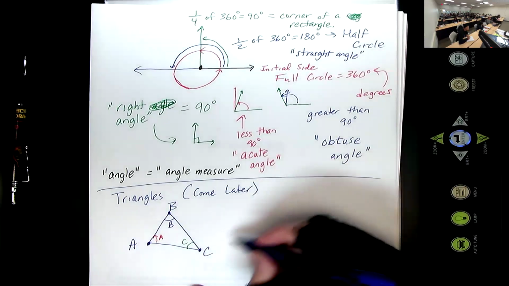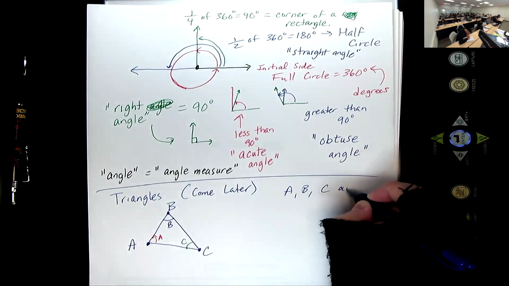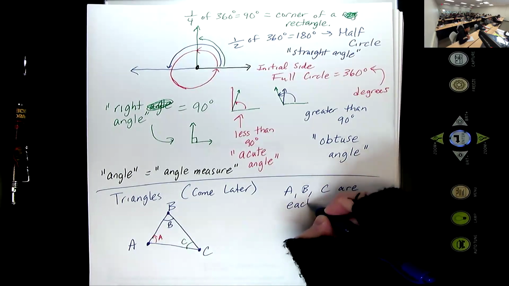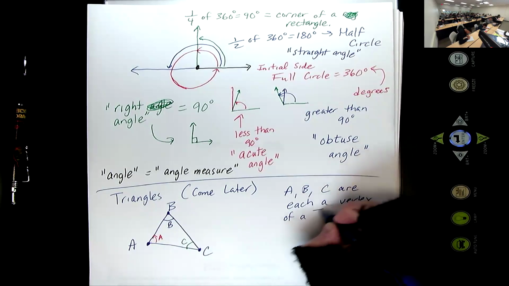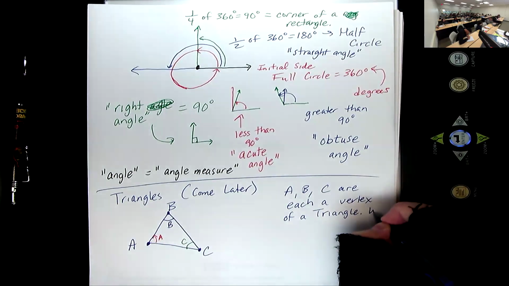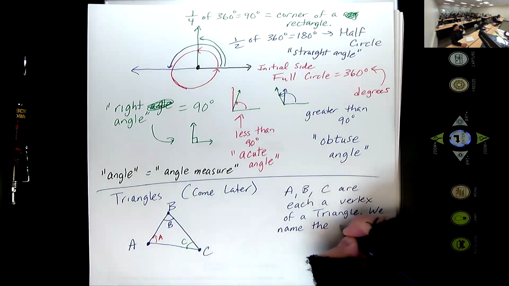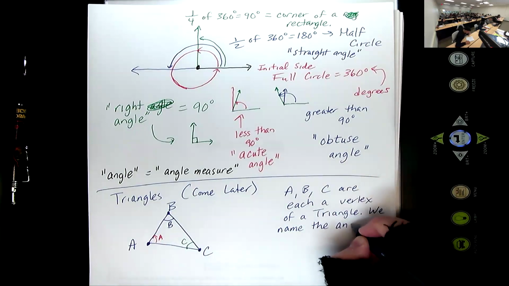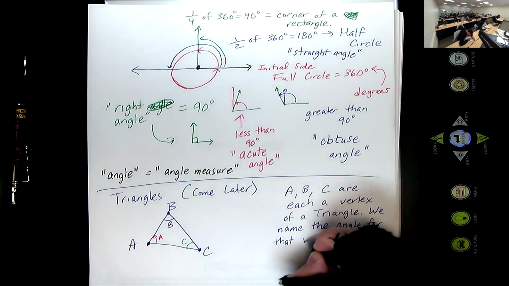So each of these, A, B, C, is a vertex of a triangle. We name the angle with them, that vertex after the point.